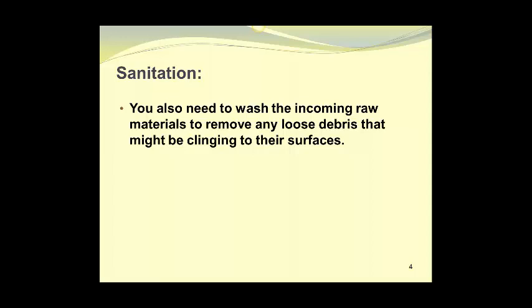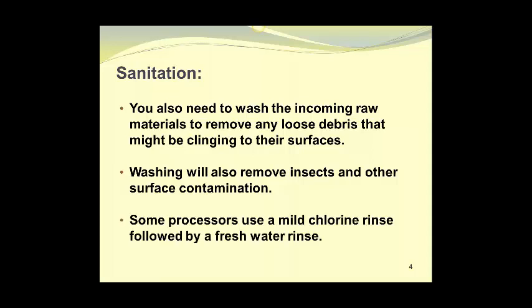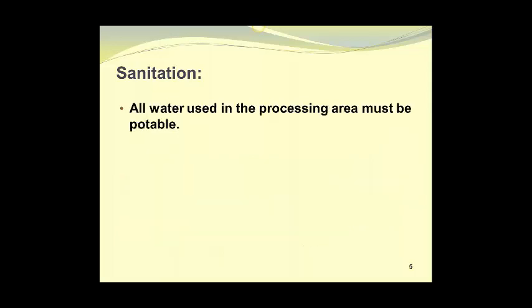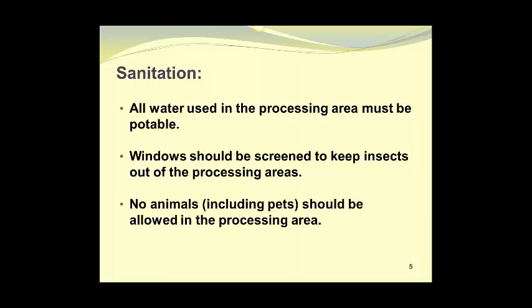You also need to wash the incoming raw materials to remove any loose debris that might be clinging to their surfaces. Washing will also help remove insects and other surface contamination. Some processors use a mild chlorine rinse followed by a freshwater rinse, and all water used in the processing area must of course be potable. That is, it must be drinkable. Windows should be screened to keep insects out of the processing area, and no animals, including pets, should be allowed in the processing area. And the list goes on.